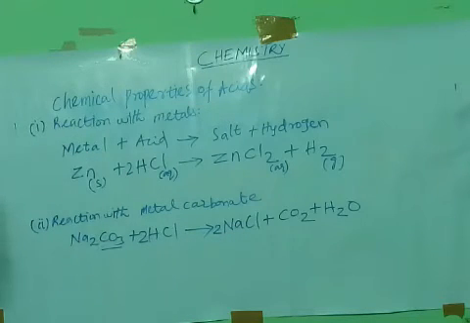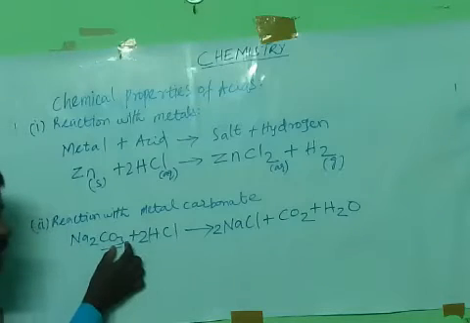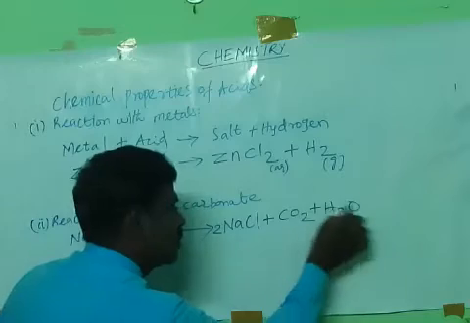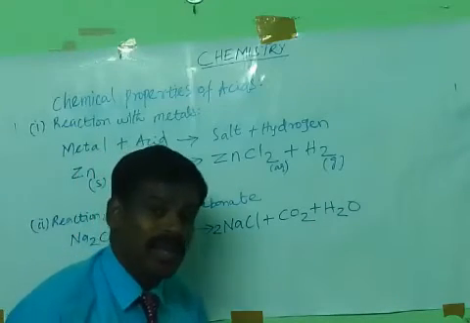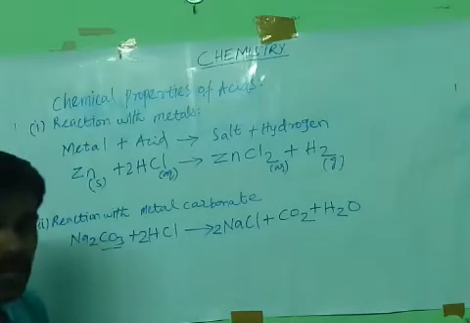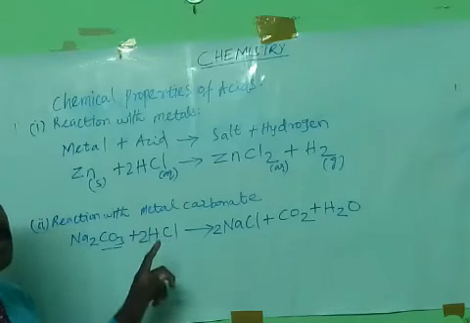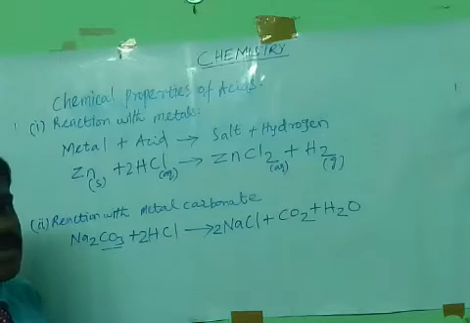And check oxygen, there are 3 oxygen atoms. On the right hand side we have 2 oxygen in carbon dioxide and 1 oxygen in water. So when we add all together it is 3 oxygen. So I hope you understand this. Oh, I forgot to write one thing. What is that? State symbols.